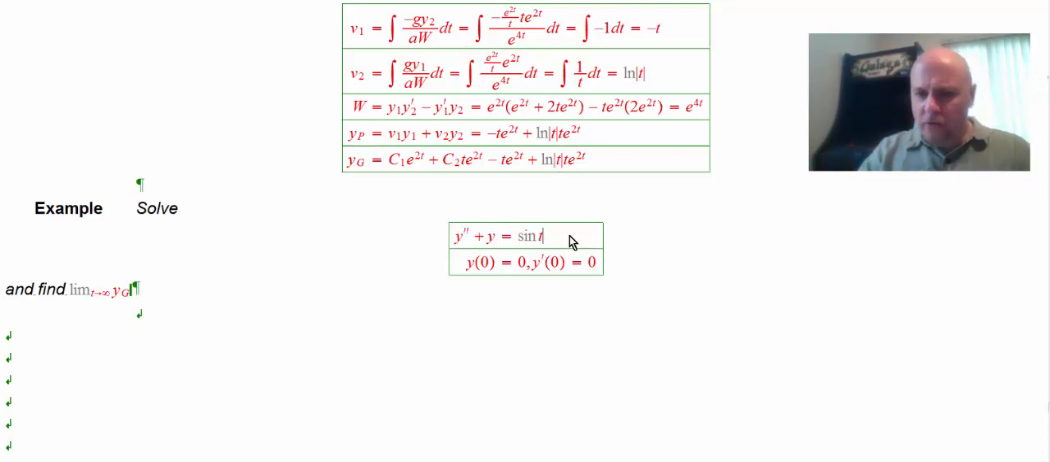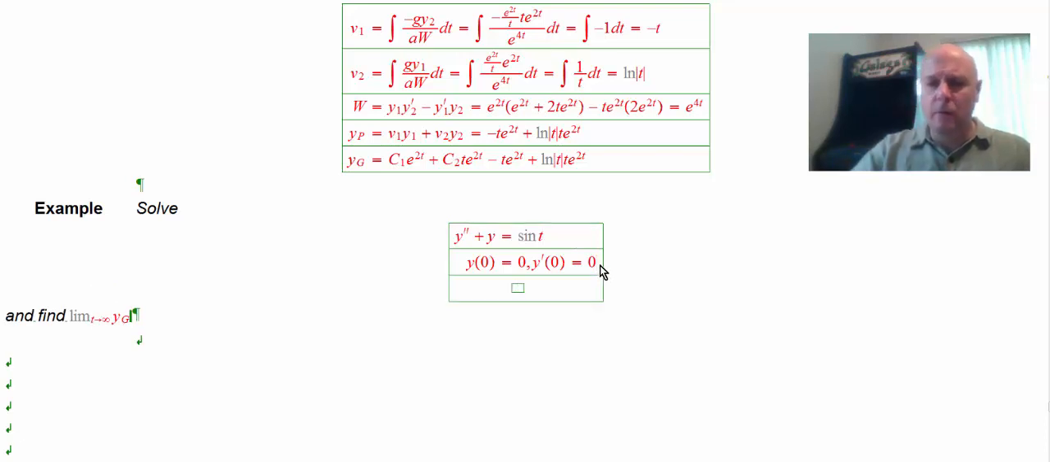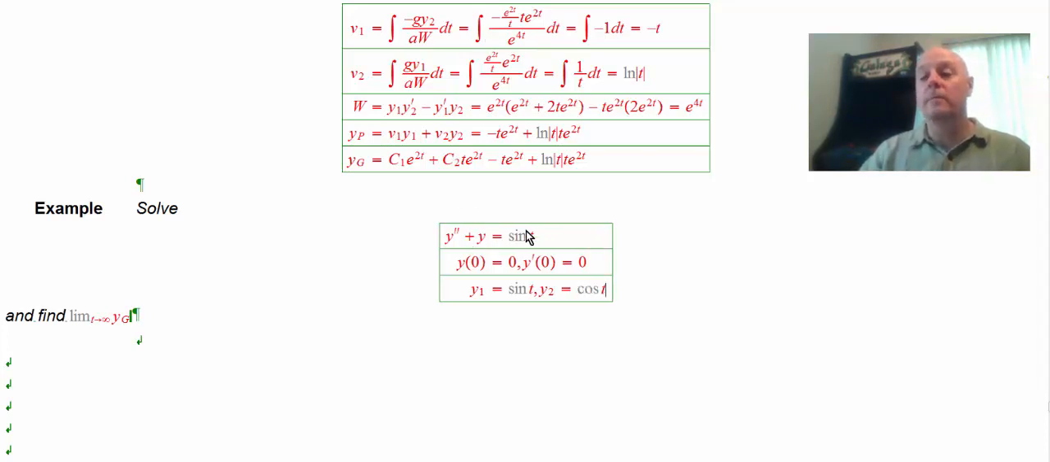When I look at this also, I see that the homogeneous part is simple harmonic motion. So I can see that the eigenvalues are going to be plus or minus i, because the auxiliary equation is lambda squared plus 1. So my little solutions are going to be y1 equals sine t and y2 is equal to cos t. Oh, wait a minute.